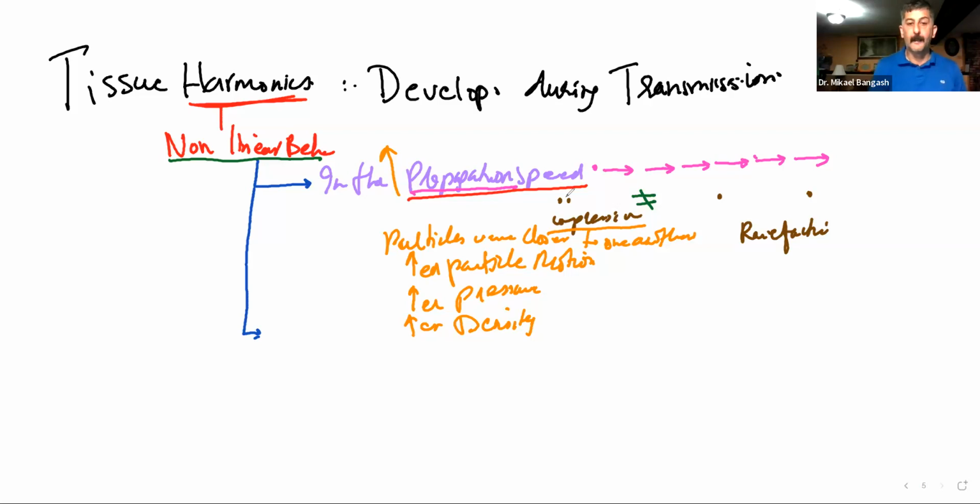Now, during rarefaction, and what was it that rarefaction was? It's the stage or phase when the particles were far away from one another. There was a greater distance between the particles.